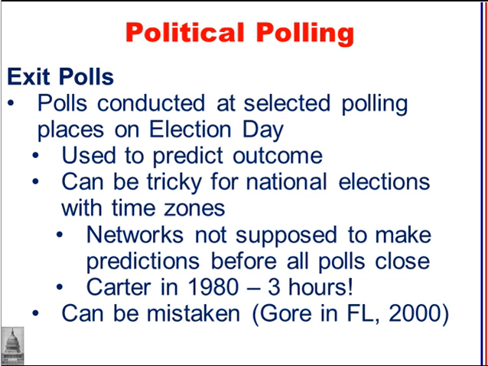Now there's an agreement that networks aren't supposed to make predictions before all polling places close. In 1980, Jimmy Carter had declared defeat. He had conceded the election to Ronald Reagan 3 hours before all polling places were closed in the United States. And some people felt like doing that disincentivized voters in the West Coast from voting. And sometimes exit polls can be wrong. Like Florida was called for Gore in 2000 based on exit polling that turned out to be incorrect when the real numbers came out.